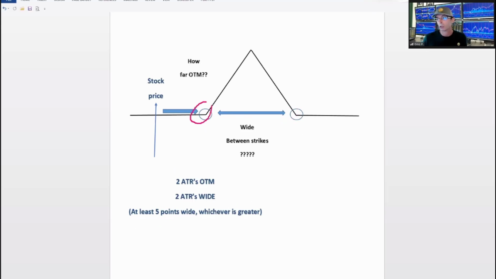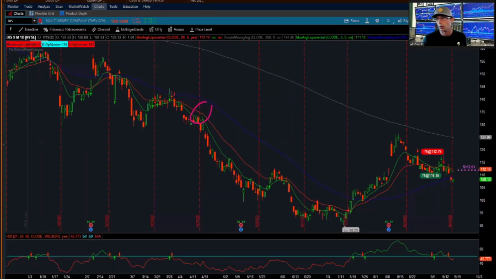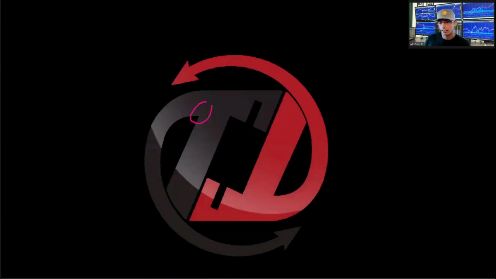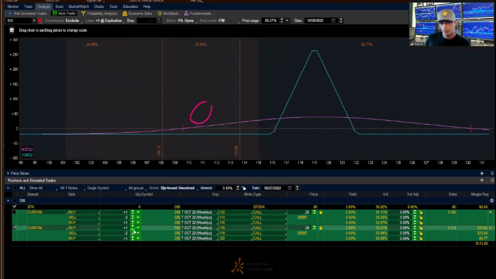I simply go to, watch how fast this is, ready? I'm going to go to Disney here. Disney has an ATR of 3. So I'm going to go at least 6 points out of the money and 6 points wide. What does that look like on the analyzed graph? I drop down to this one. See, it's at 116 by 122. That is 6 points wide, selling the 119 in the middle.